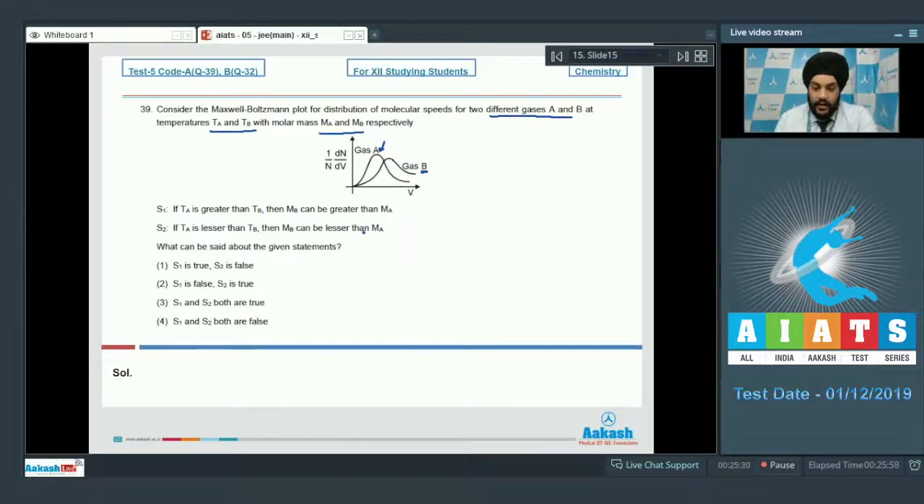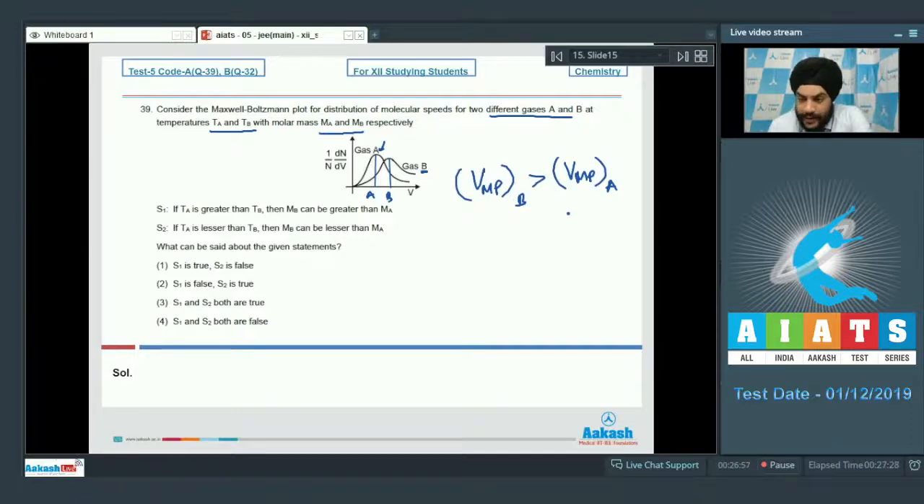The examiner seems to be interested in the molar masses of A and B and the temperatures of A and B. Okay. So if we talk about this given graph, students, we can clearly see that the most probable velocity or the most probable speed of gas B is greater. So if we talk about the most probable speed, students, it will occur around the maxima. So this is for gas B, and if we talk about gas A, this is the most probable velocity for gas A. Okay. So this is for A and this is for B, and we can clearly see that the most probable speed for gas B is more than that of the gas A.